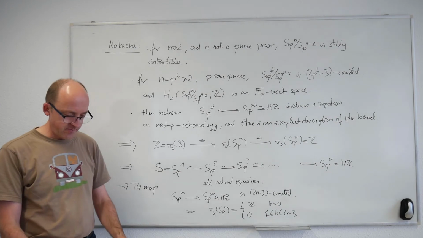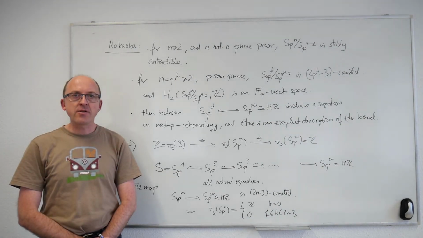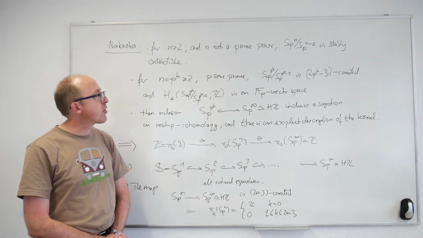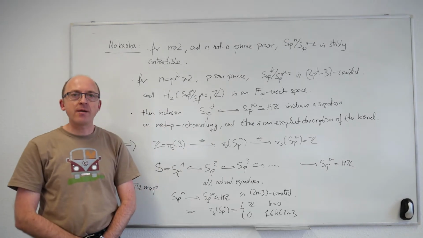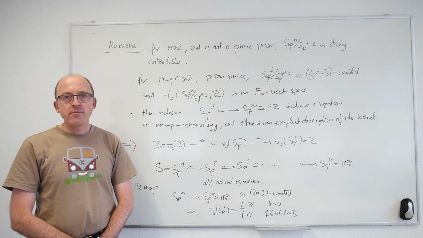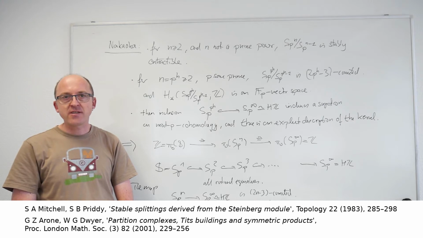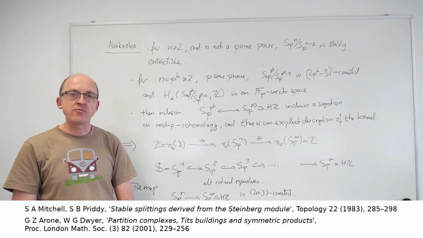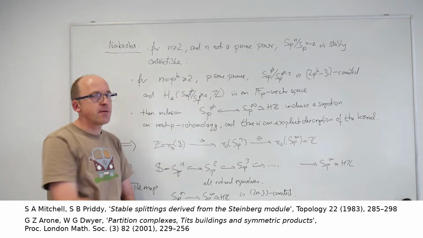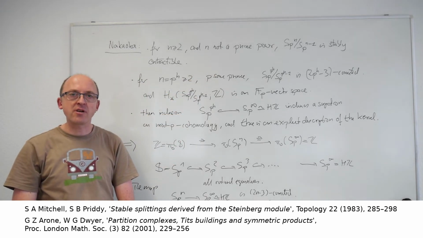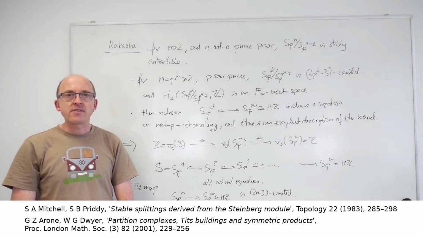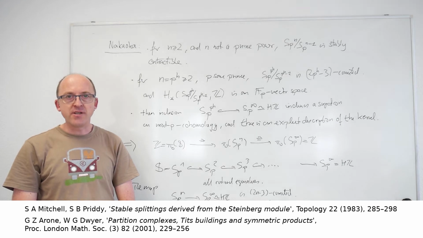As I already mentioned, there has been a lot of work in non-equivariant stable homotopy theory where symmetric products of spheres or these subquotients come up, and I just want to mention a few of them. For example, there's work by Priddy and Mitchell on stable splittings of classifying spaces of groups, and some of the summands that come up in these stable splittings can be identified with subquotients of the symmetric product filtration. There's also work by Arone and Dwyer that relates this to the partition complex and to the Tits building, to just name a few.